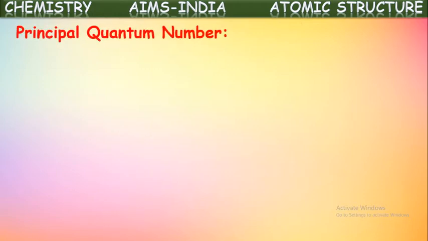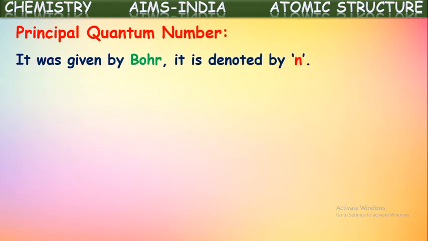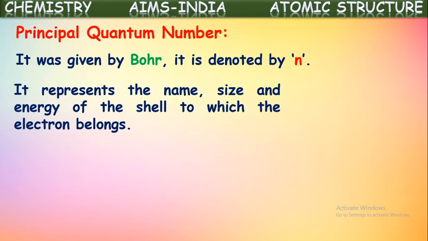Out of those, the first one is the principal quantum number. It was proposed by the scientist Niels Bohr, and this quantum number is denoted with the symbol n. It represents the size, name, and energy of the shell to which the electron belongs. So if we know the principal quantum number n value, we can say in which orbit the electron is located, the size of that orbit, and the energy associated with that orbit.